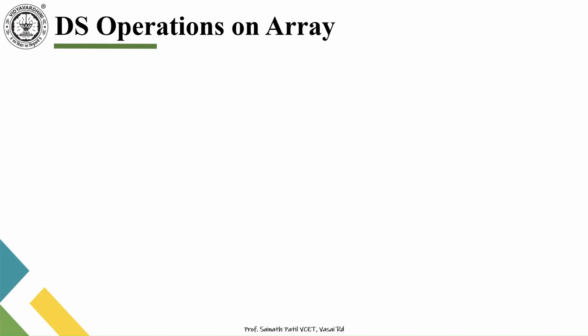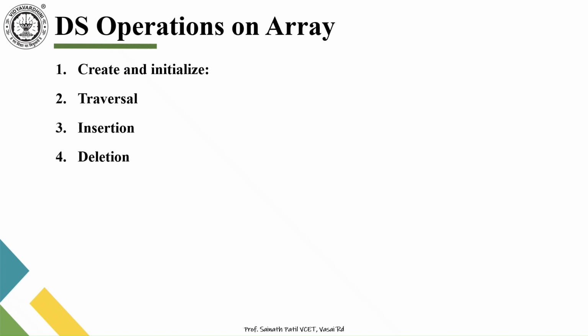Data structure operations on an array. In case of array, apart from basic operations, we need to consider operations with respect to array. First operation is create and initialize array elements. That means to create the array data structure, and initialize its values. Second is traversal, that is visiting each element. Then insertion, that is inserting new data into the array. Deletion, deleting a data element from the array. Searching a specific data element in the array. And sorting, arranging data elements in an array in a specific manner.